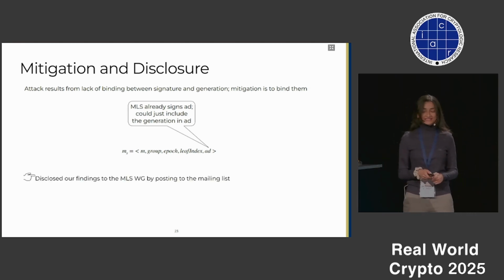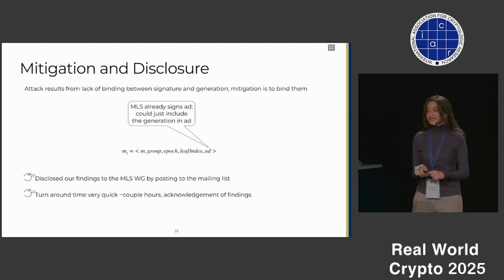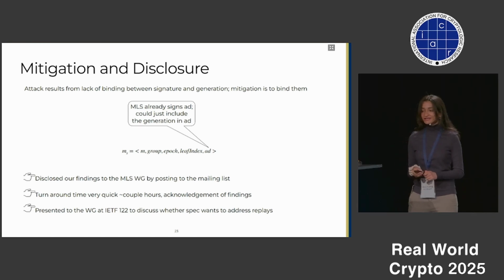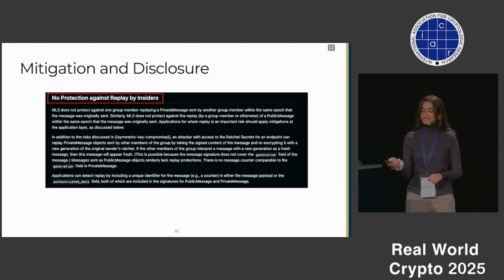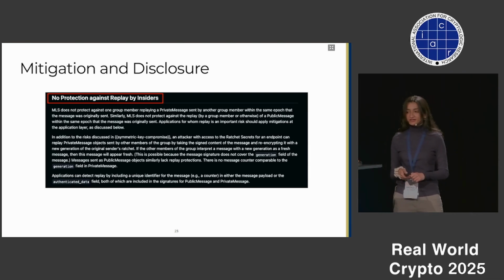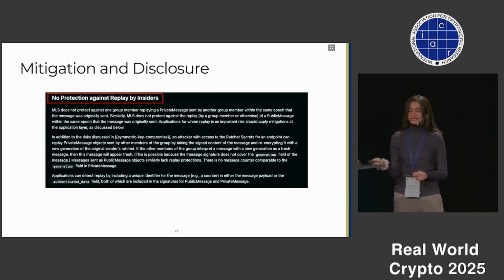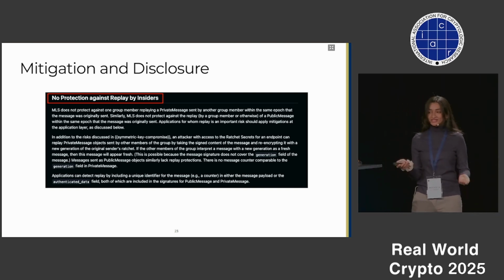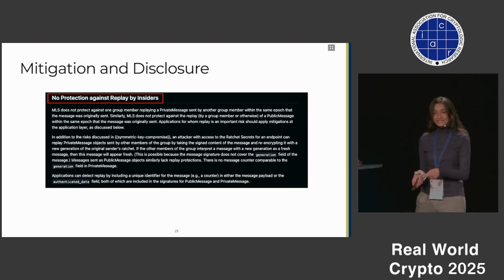We disclosed our findings to MLS, the working group, by posting to the mailing list. The turnaround time was really quick. Highly recommend contacting the mailing list. They acknowledged our findings and invited us to present at last week's IETF 118 meeting. And since then, a PR has been approved that modifies the architecture document by disclaiming that MLS doesn't prevent insider attacks. And this modification also suggests application layer fixes. Future versions of MLS are likely to fix it at the MLS layer by achieving this binding between the generation and the signature.